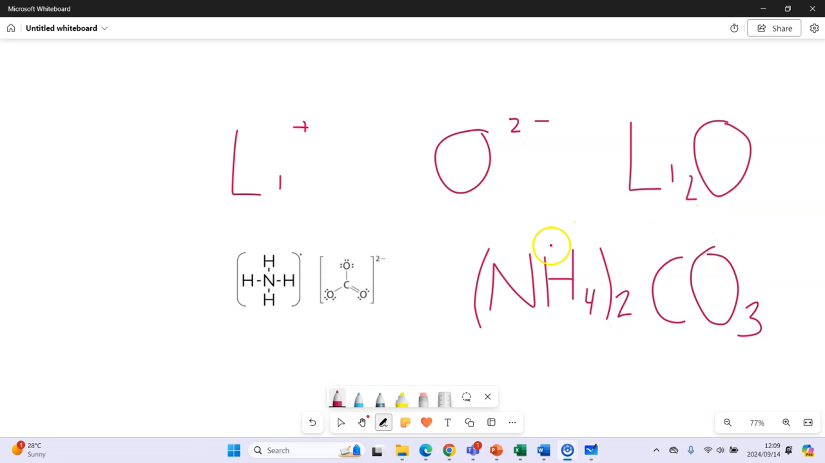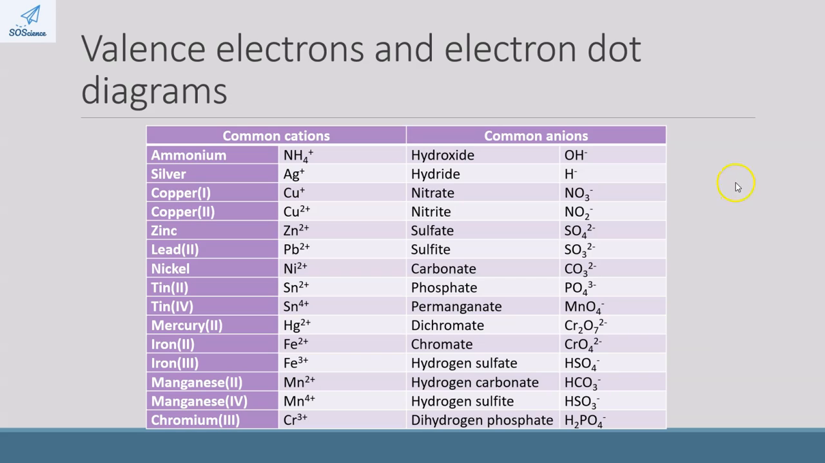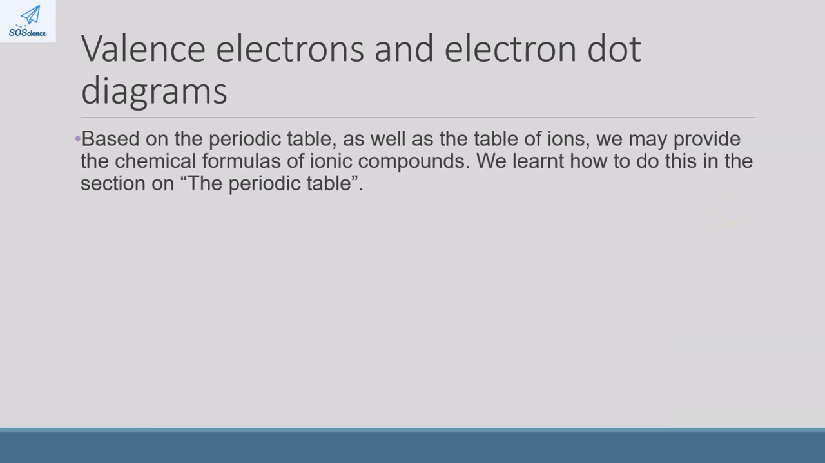Now, the reason that we put the NH4 in brackets is because we need 2 family groups. We don't put lithium in brackets because it's a single element anyway. And we don't put the CO3 in brackets because it's only 1 family of CO3 that's required. Again, this table's not provided on a formula sheet. We need to know these chemical formulas off by heart.